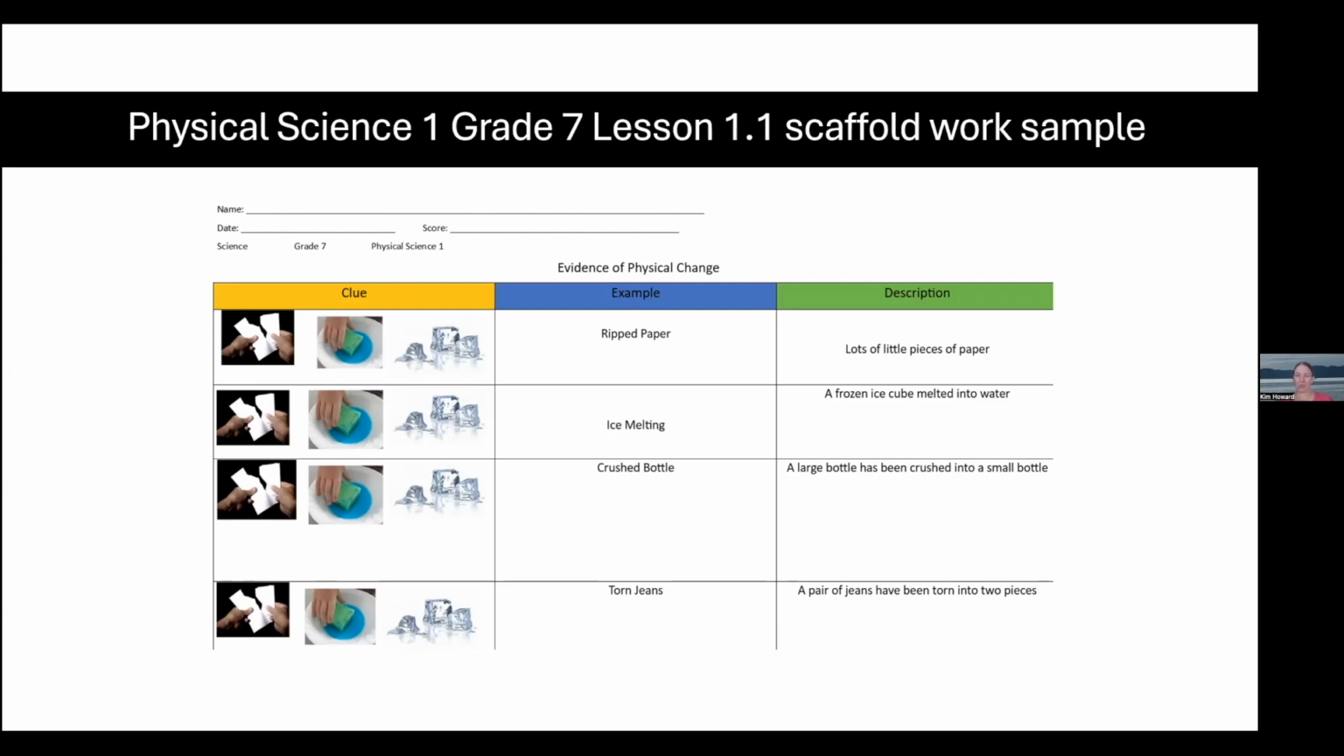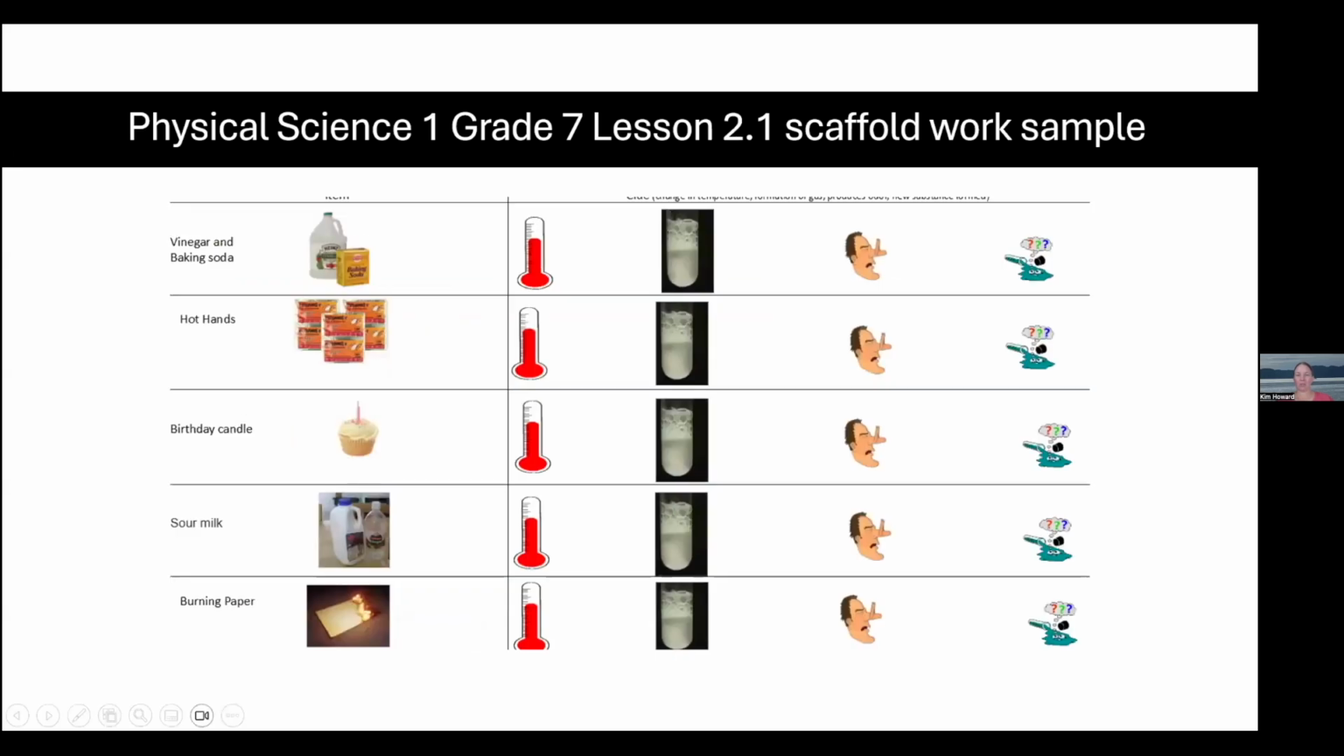How did it change? We're going to melt some ice. We're going to crush a bottle. Maybe you're going to tear jeans. Maybe you're not going to tear jeans. You're going to think about what are some things that I can show a physical change for. And then we're going to describe what that might look like. And then the next part of this is our chemical change. The chemical change gets a little bit harder, but they have some phenomenal suggestions that you can access and use.